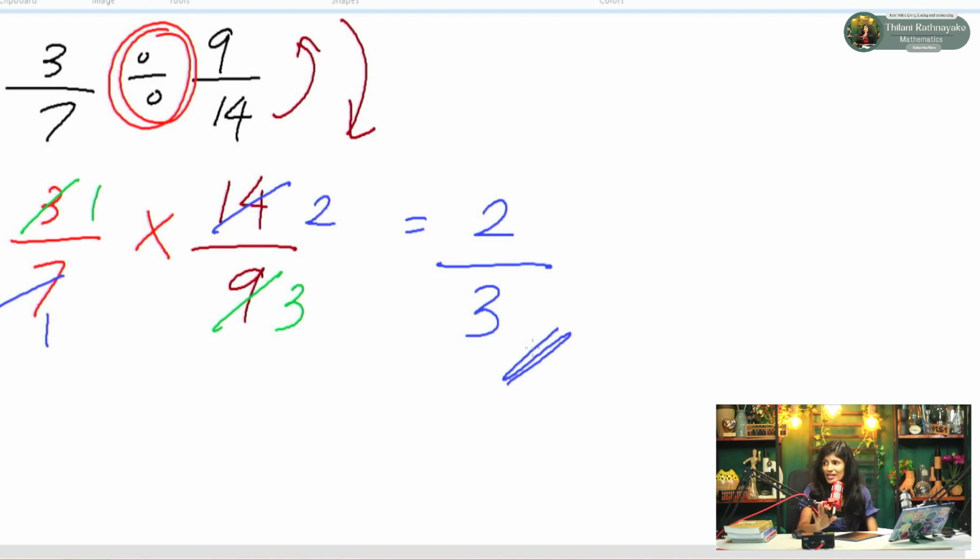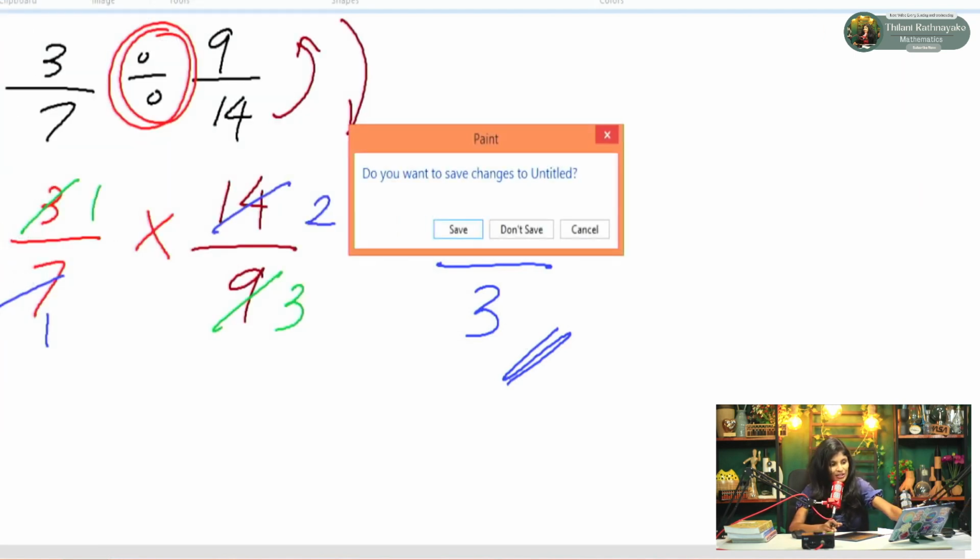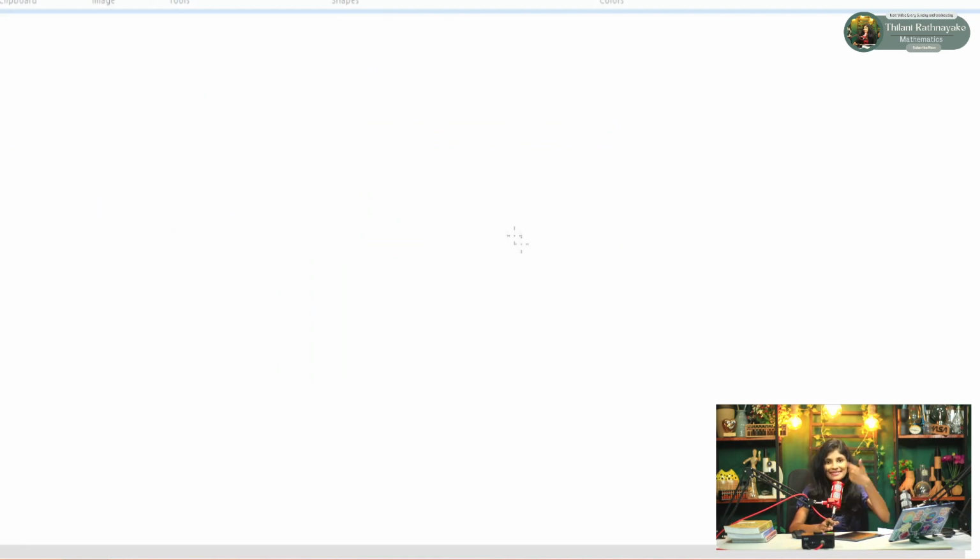Division is also very easy. Just like the multiplication, you have to convert the division sign into a multiplication sign and just take the reciprocal of the second number. Don't change the first number. You have to take the reciprocal of the second number. Keep that in mind.